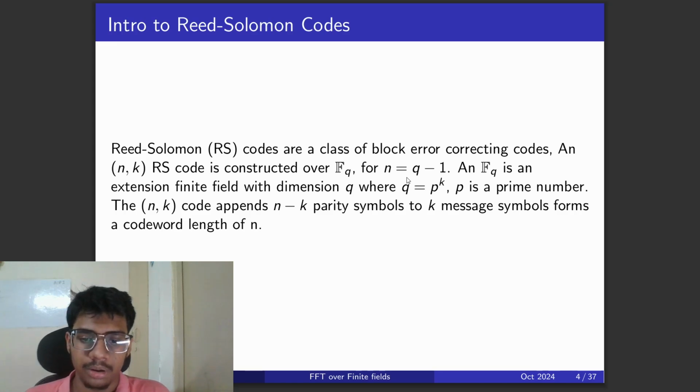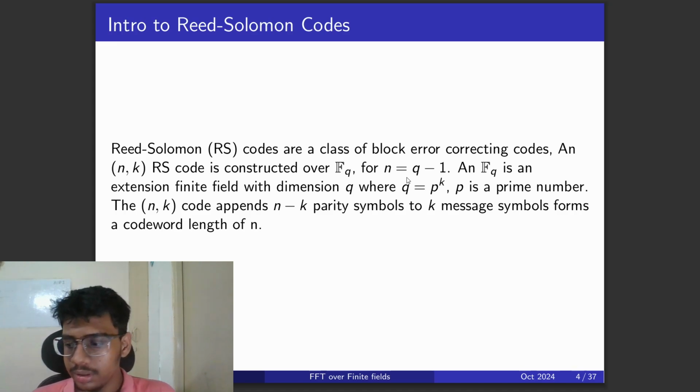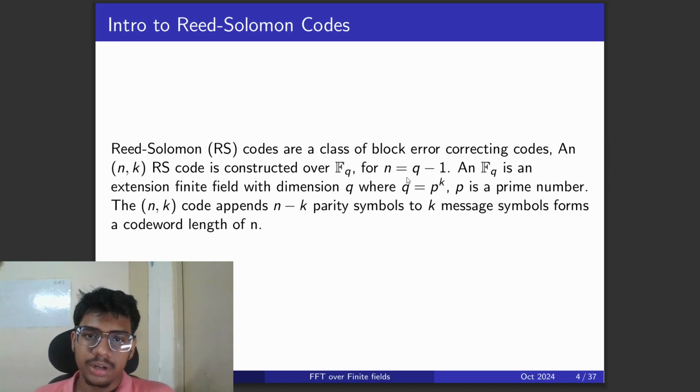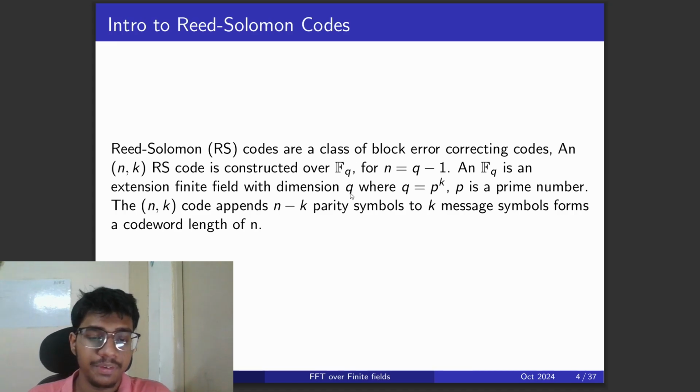This is due to the multiplicative group of the finite fields. So the multiplicative identity of each element should be equal to the dimension of the multiplicative group. So that's where this condition comes from. So FQ is an extension finite field with dimension q, where q is p to the power of k. A field dimension should be a prime power.